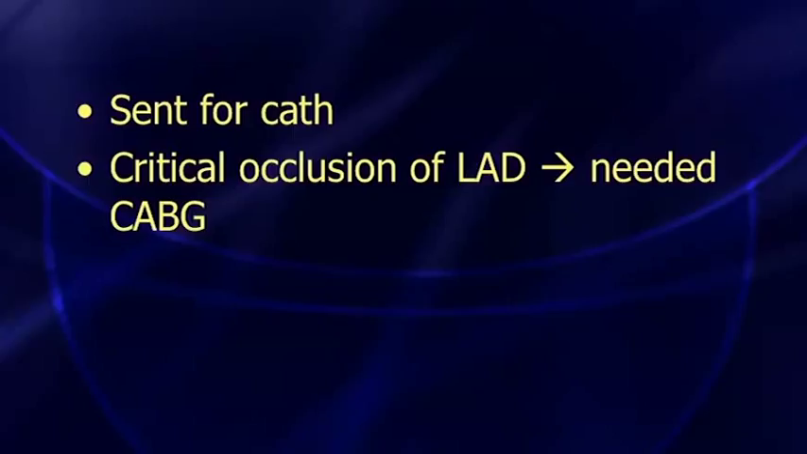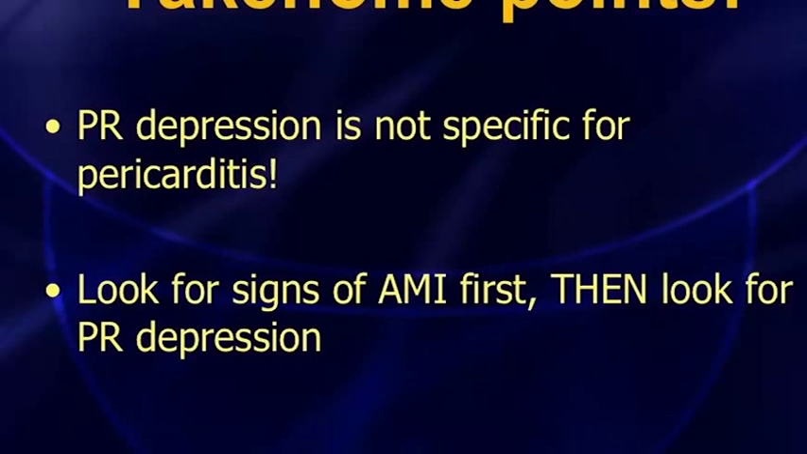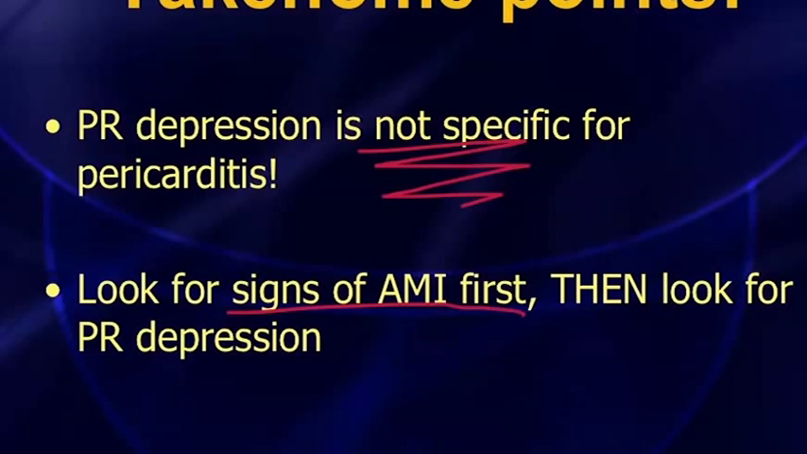So great pickup to all you folks at Carolinas, because the computer, and I think a lot of other people, would have looked at that 12 lead and said, based on the PR segment depression, that sure as heck looks like pericarditis. But again, don't look at the PR segments until after you've gone through the other steps first, because PR depression is not specific for pericarditis. That's the myth we've all been taught back in medical school and residency. Look for signs of acute MI first, then you're allowed to look for PR segment depression.